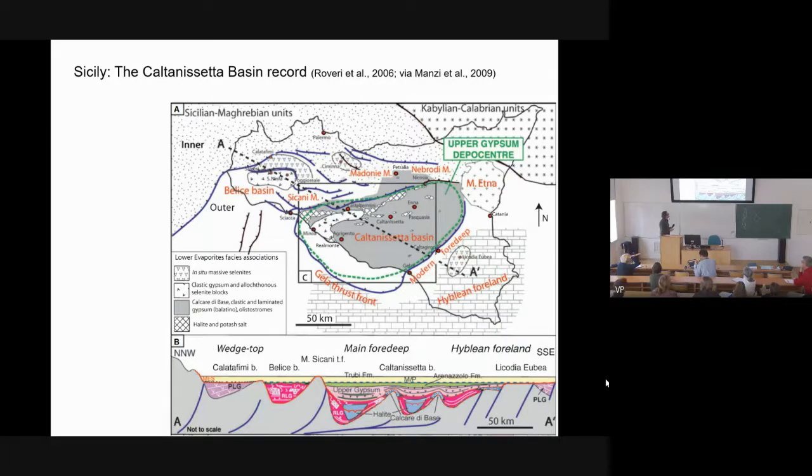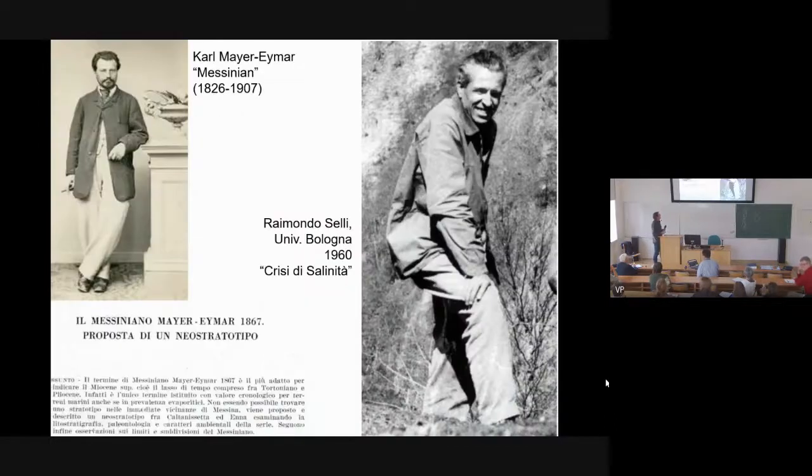As I said, you can see these only in places like Sicily and Cyprus, where the tectonics have been pushing all this up. Halite precipitates later than gypsum during the evaporation of seawater, so it is concentrated more in the central and deeper parts of the Mediterranean basins. All of this was already known by Karl Mayer.